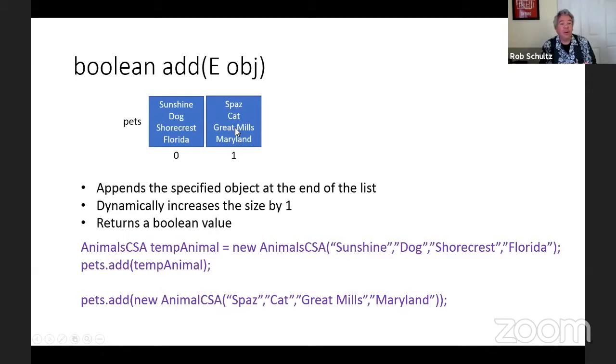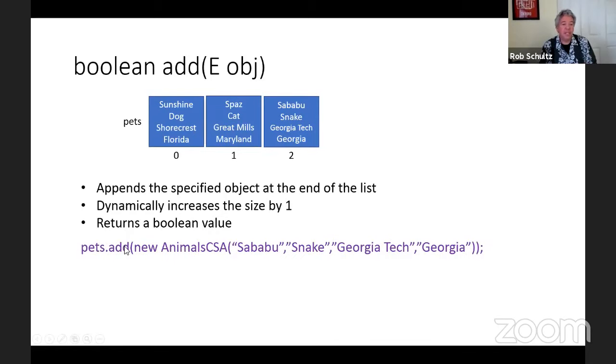If I were to add another object using the same method, let's say this time we want to add a new animal CSA object for Sababu the snake from Georgia Tech in Georgia. I just love that name, Sababu. Once I do that, it's going to append an animal CSA object onto the end of our list for Sababu the snake from Georgia Tech, Georgia. Okay, so that's the first way that we can use add.